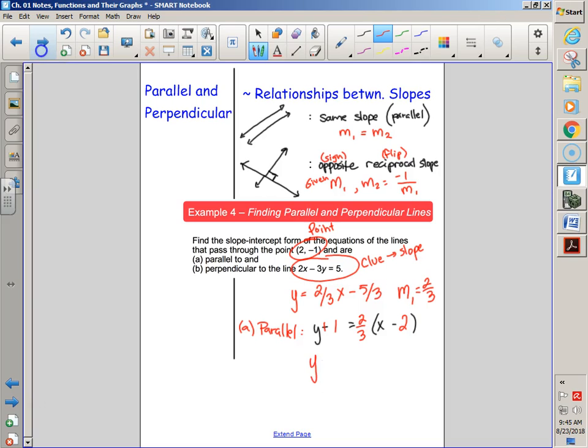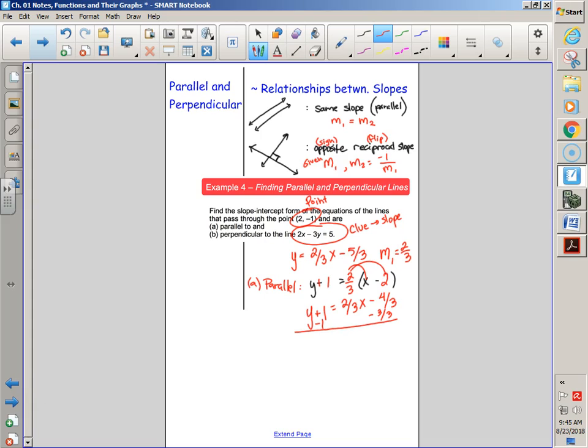You could go ahead and simplify real quick. Y plus 1 is equal to 2/3 x. Don't forget to distribute. Minus 4/3. 2/3 times 2/1. To add, I apologize. Subtract the 1 to the other side. Why am I writing -1 on one side but -3/3 on the other? Any ideas? That's a whole lot. Go to combine.